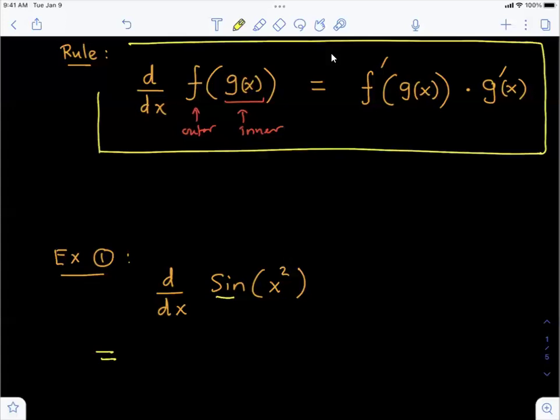All you need to do is this. The derivative of sine, we know it is cosine. We know the derivative of sine x is cosine x, but now I'm not going to write sine x or cosine x here because our inner argument is different. So the derivative of sine is cosine. That's all I'm going to say.